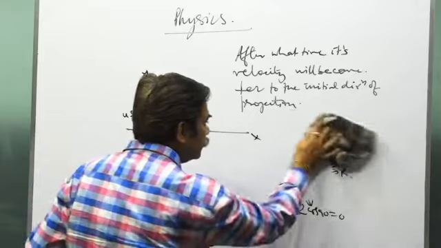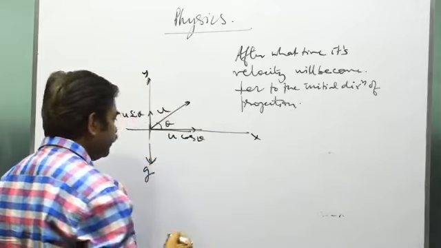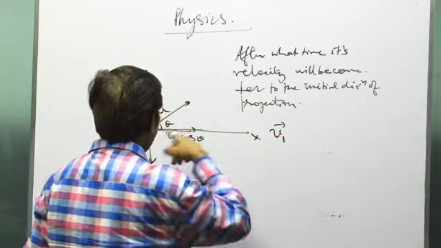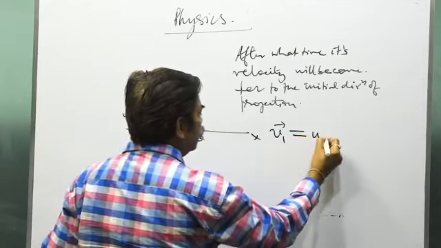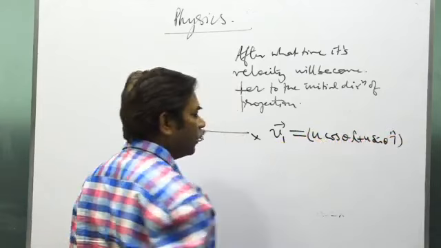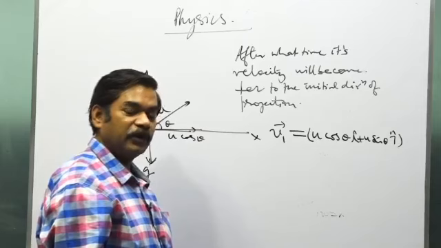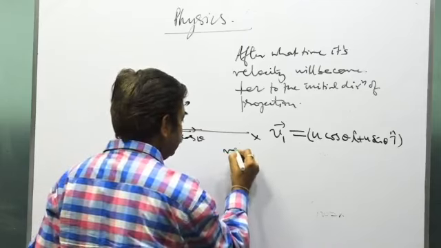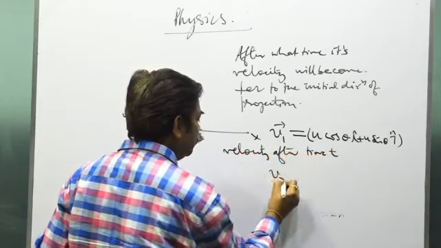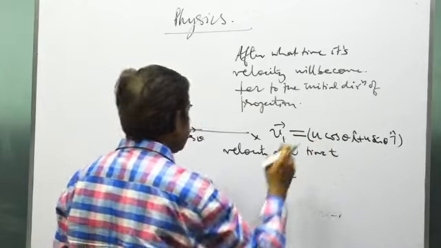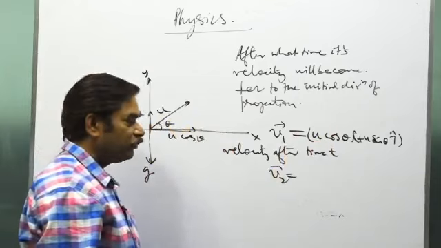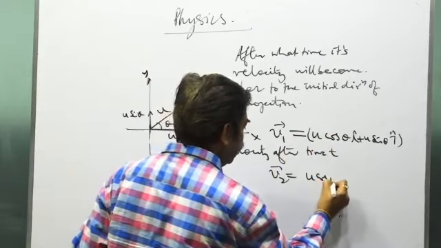Now look at this. I write the initial velocity, say vector v1, in the form of i cap j cap. Because this is the x direction, this is the y direction, the initial velocity is u cos theta i cap plus u sin theta j cap. This is in the i cap j cap form. Now I write the velocity after time t, v2 vector equals, because there is no acceleration in the x direction, this component of velocity even after any time will remain the same. So that is u cos theta i cap.